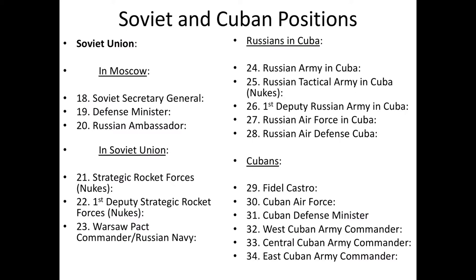You've got the Air Force commander, and then you've got the Air Defense commander. The Air Defense commander's got a big job putting down all the SA-2s and effectively conducting all of the roles and all of the choices as American aircraft fly into Cuba. So it's a big job. For the Cubans, you've got Fidel Castro, who basically tells all the other Cubans what to do. You've got a small Cuban Air Force, the Cuban Defense Minister, who commands the army, and then you've got a West, Central, and East Commander for the Cuban Army, and they effectively are responsible for deploying the different ground units, of which there are quite a few.